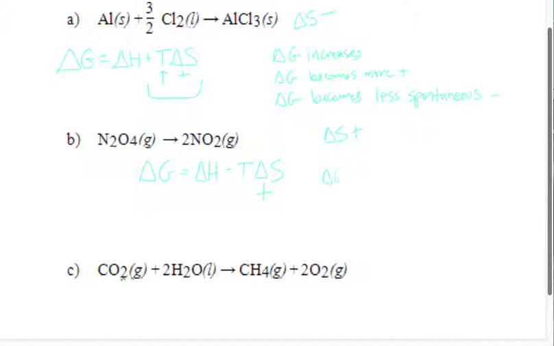Delta G decreases, D-E-C-R-E-A-S-E-S, or delta G becomes more negative, or delta G becomes more spontaneous.